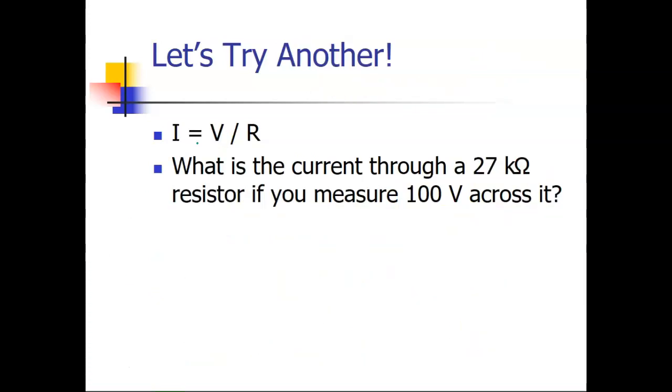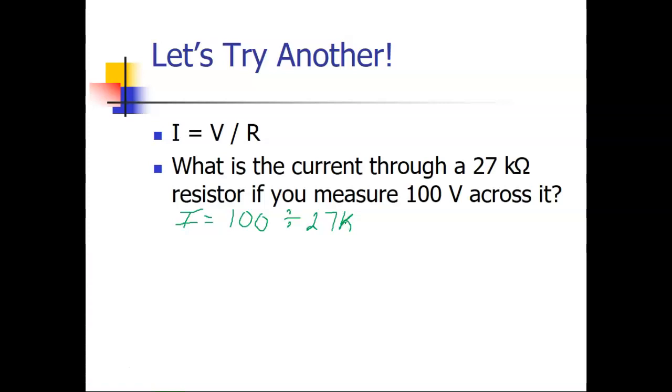All right, so we're looking for current when we have voltage and resistance. What is the current through a 27 kilo ohm resistor if you get 100 volts across it? So I'm going to rewrite this with my numbers. I is equal to 100 divided by 27 kilo.